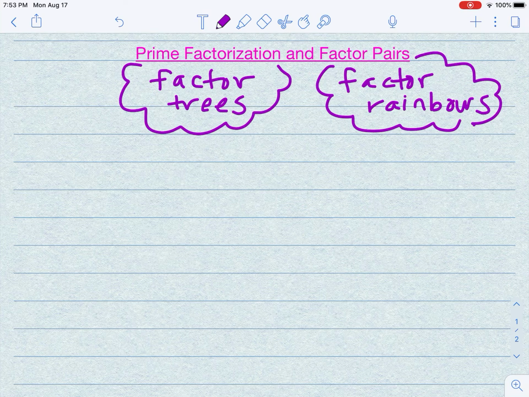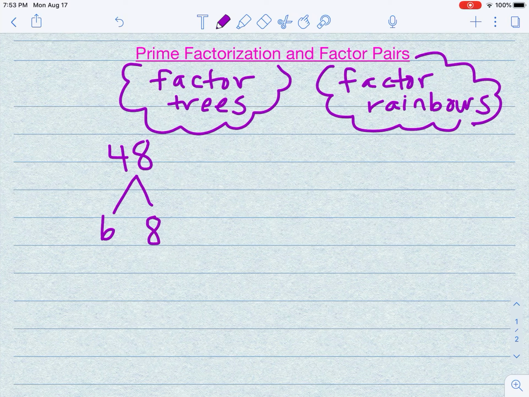In this video, I'm going to teach you how to find prime factorization using factor trees and factor pairs using factor rainbows. Let's begin with prime factorization. You take a number like 48 and you split it into smaller pieces. What times what equals 48?